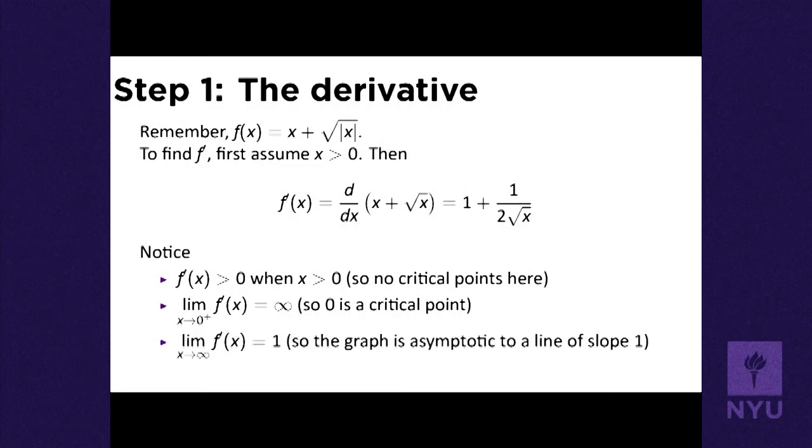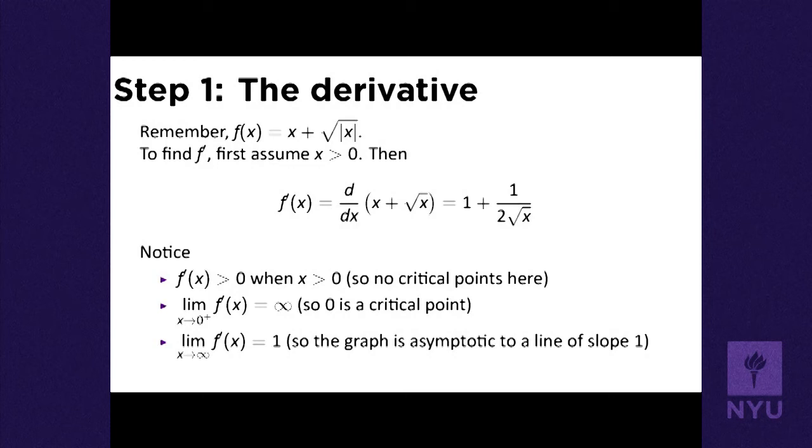Okay? And if you want to let x go to infinity, then you see that this term here goes to 0, because the square root of x will go to infinity, and it's in the denominator. So the limit as x goes to infinity of f prime of x is 1. And what that tells you is that the further out you go, the more the tangent line approaches just a straight line with slope 1.